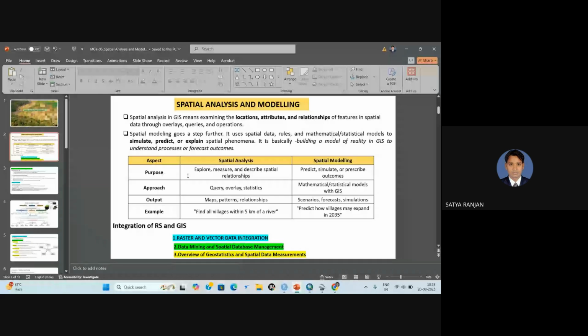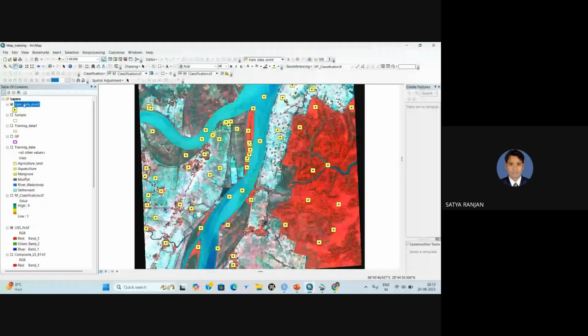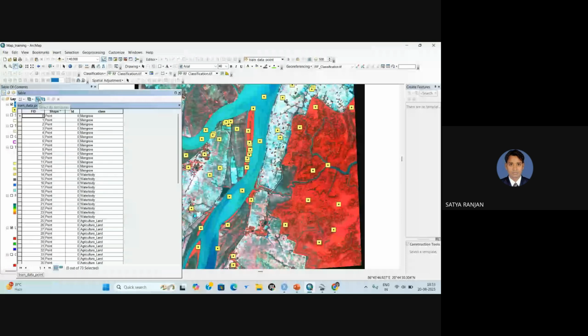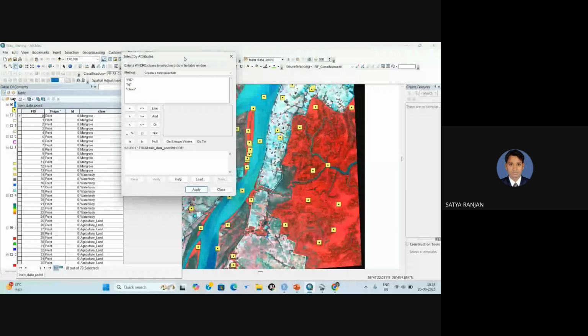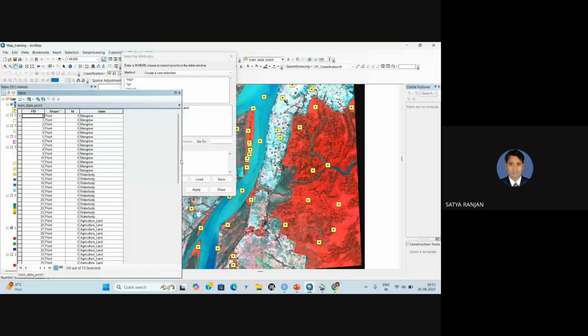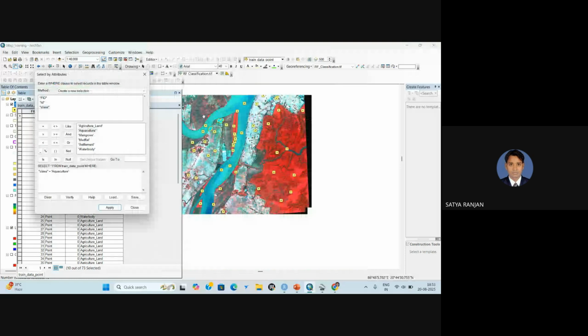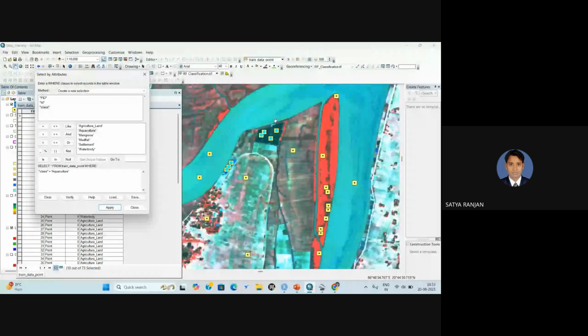And then in spatial analysis, one approach is the query based approach. In ArcGIS and other software also, there is a query based approach in the query builder. This is the select by attribute. This is the query builder. We can use, suppose, class equal to aquaculture. So only aquaculture data is selected in our system. This is the selected data of aquaculture only.